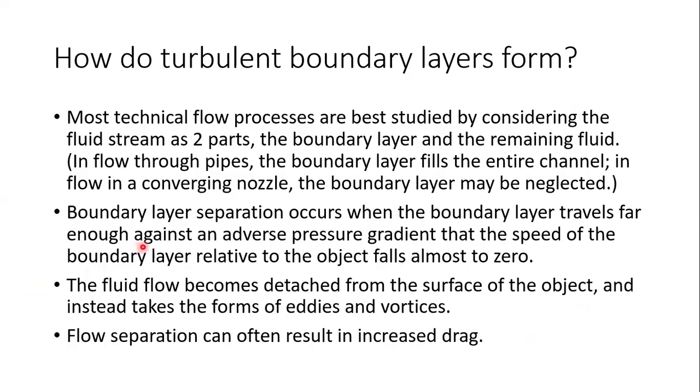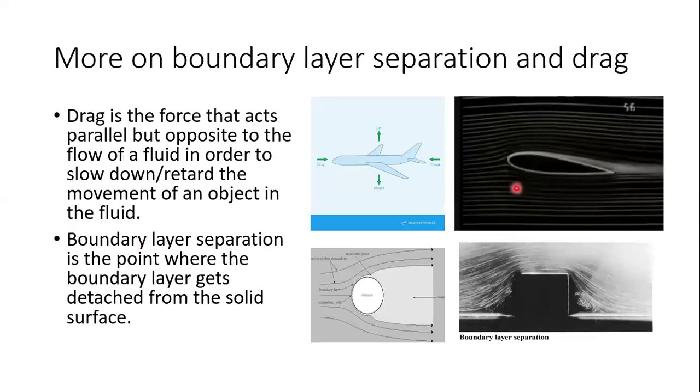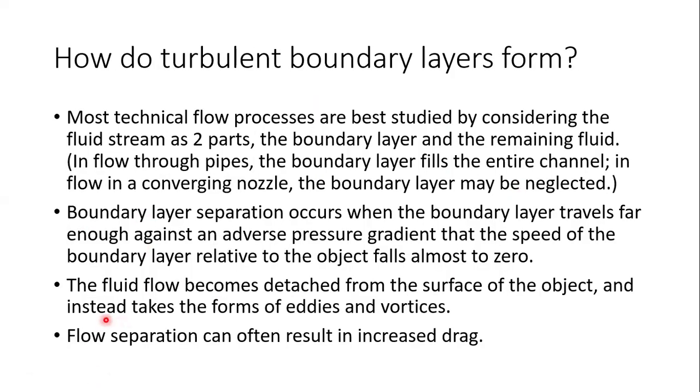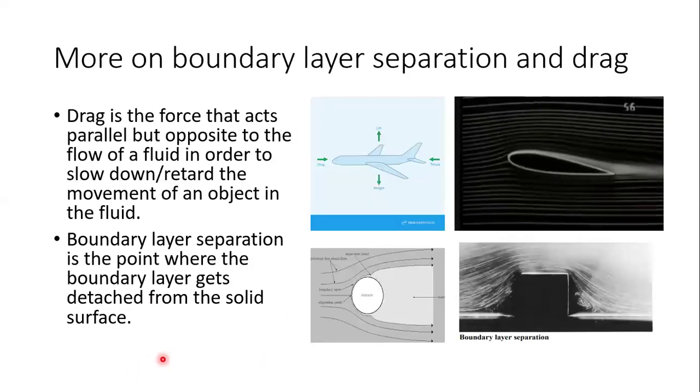Okay. Now, boundary layer separation. This is another term we need to know. Boundary layer separation occurs when the boundary layer travels far enough against what we call an adverse pressure gradient, and the speed of the boundary layer relative to the object falls almost to zero. I'll explain that very soon. The fluid flow becomes detached from the surface of the object. So please note that for boundary layer separation, the fluid flow becomes detached from the surface of the object, and it will instead take the form of eddies and vortices. The flow separation can often result in what we call increased drag. So now we'll talk about drag and then we'll talk about boundary layer separation.